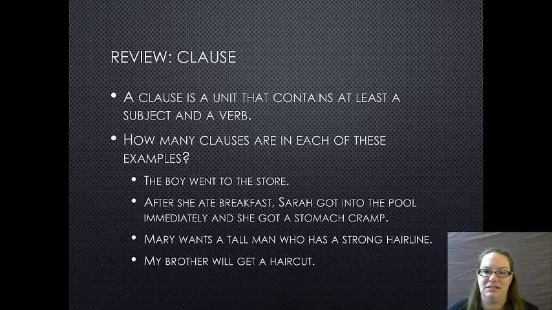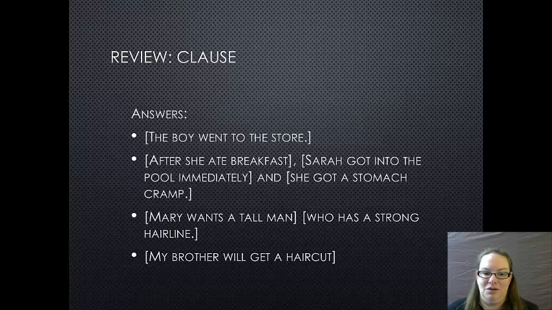If you take a look at these examples, try to determine how many clauses are in each sentence. You can go ahead and pause the video. The answers are on the next slide. The bracketed areas show the clauses. In the first one, the boy went to the store, we have one subject, the boy, and one verb, went.